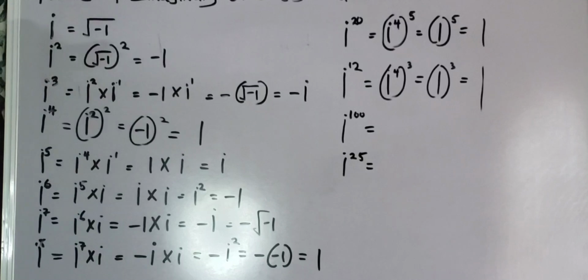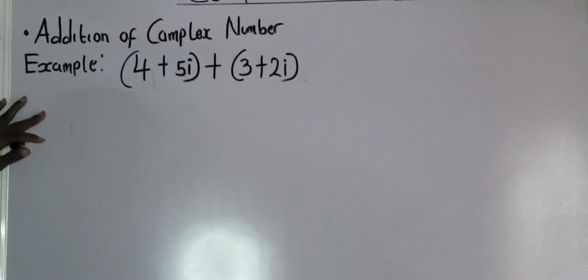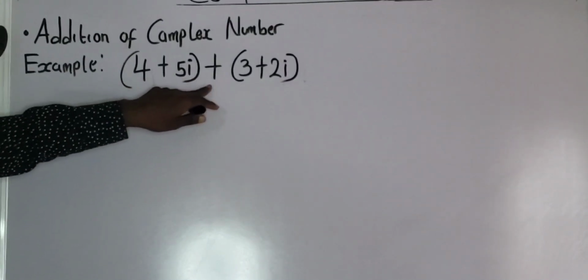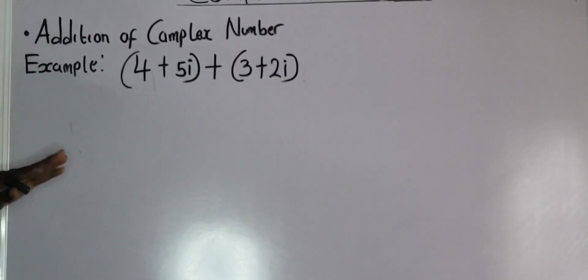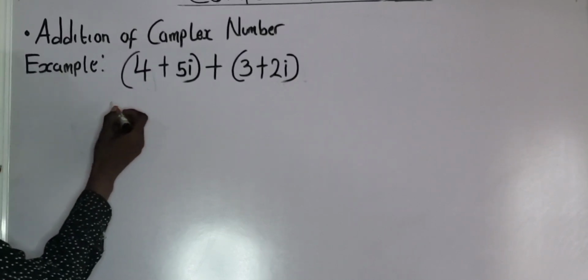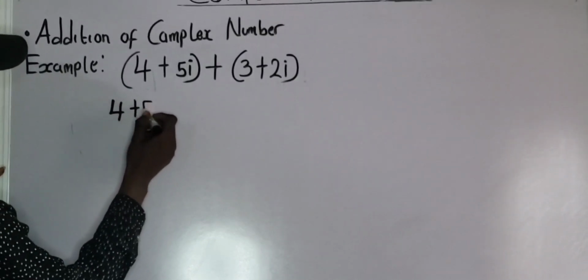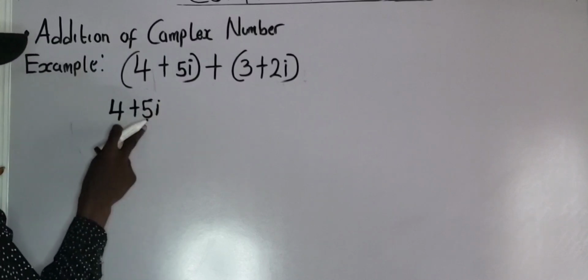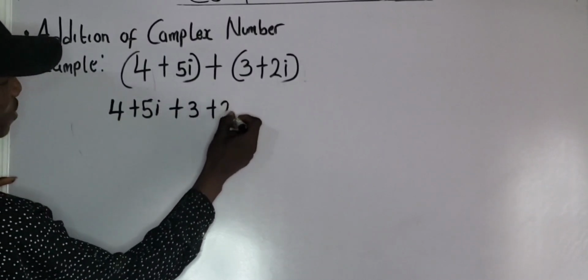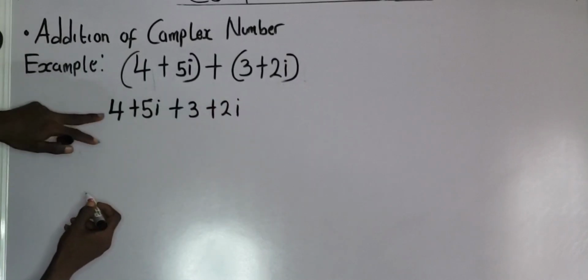So, let us proceed to another concept known as the addition of complex numbers. Okay, let us attempt this question. Add 4 plus 5i and 3 plus 2i. This is very simple. You just have to open the bracket and collect the like terms. So for this I'm going to have 4 plus 5i. This is not 51, this is 5i. Plus 3 plus 2i. You understand? So collect like terms.